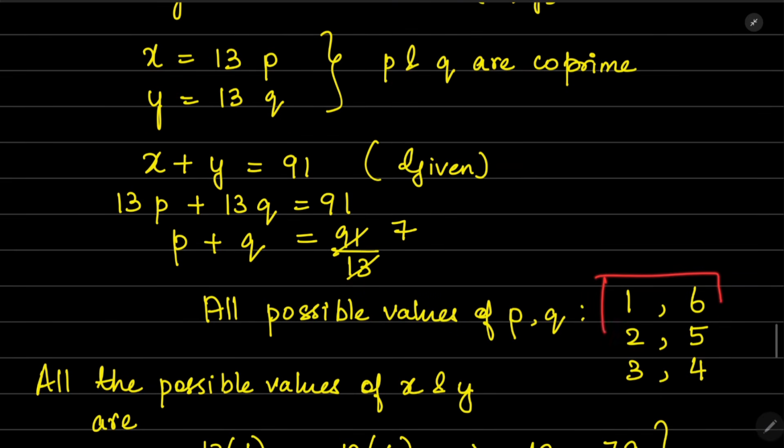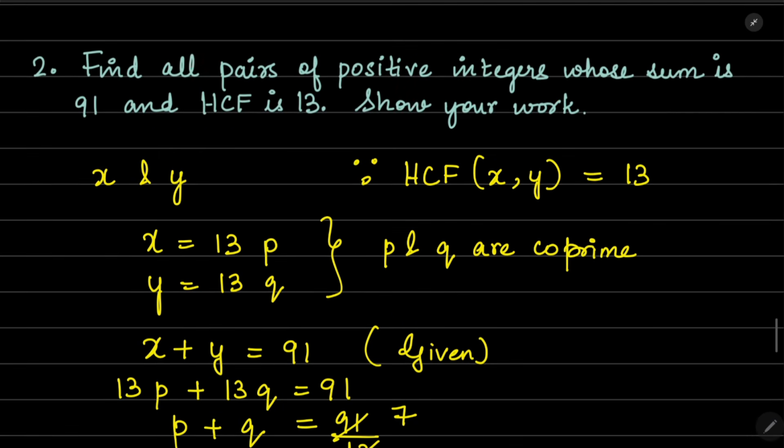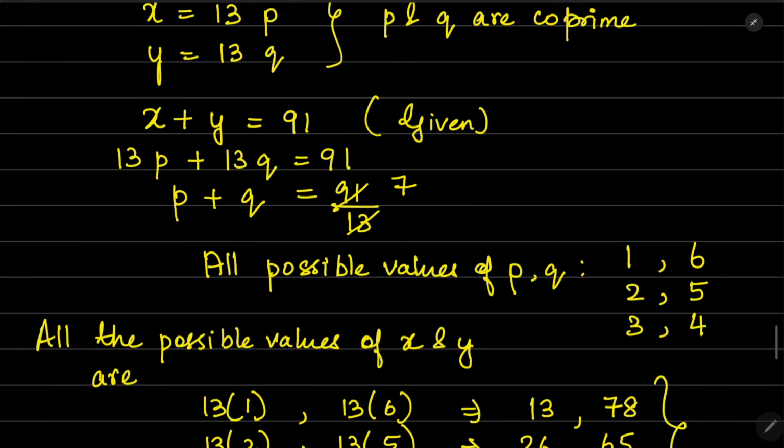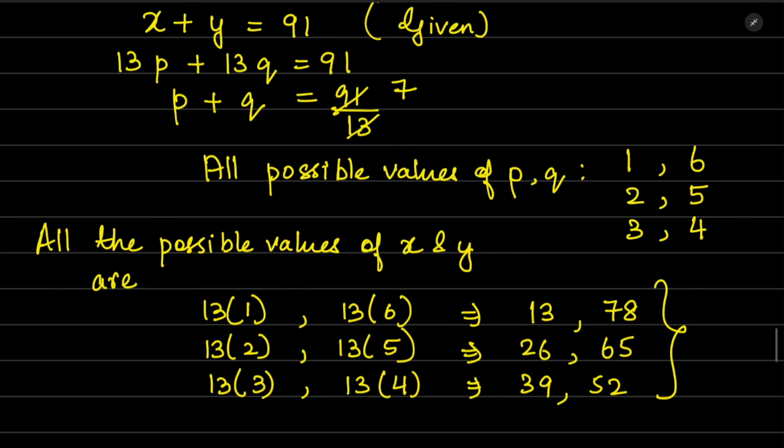Even with respect to P and Q that you are getting, these numbers are actually coprime. So suppose you are asked some other question wherein you are getting more pairs, but the two numbers are not coprime, you should not be considering it. It is only a pair of numbers that are coprime to each other that should be considered. Right? So these are the possible values of x and y. I hope it was clear. So this is your final answer.